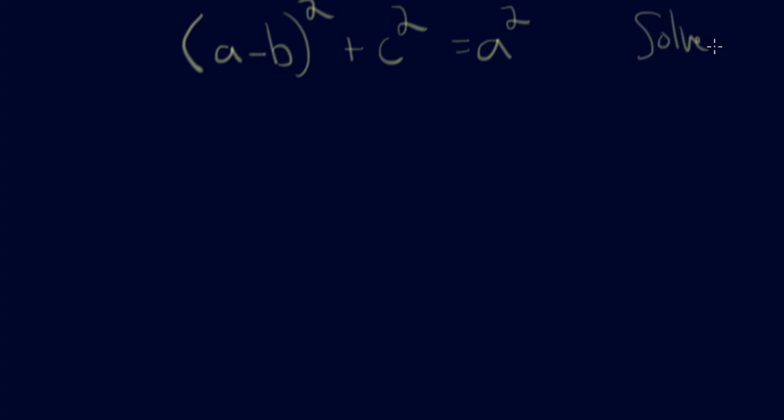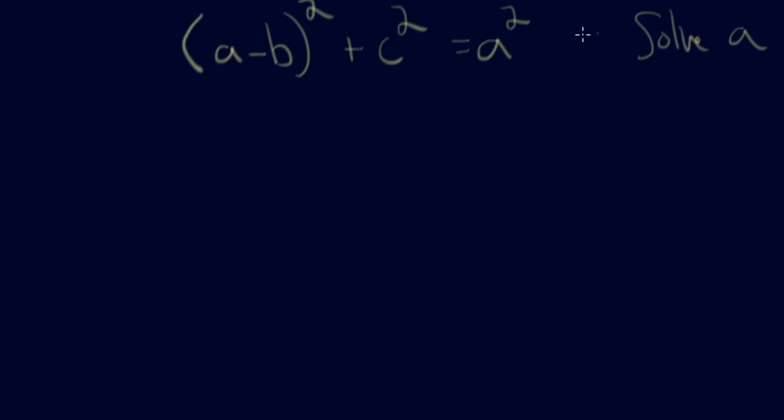So the last question is going to look like this. In brackets, a minus b all squared. So that's just what we just kind of looked at. Plus c squared is equal to a squared. A lot of squares. And I want to solve for a. The problem here is that there's an a there and there's an a there. So we got some work to do.